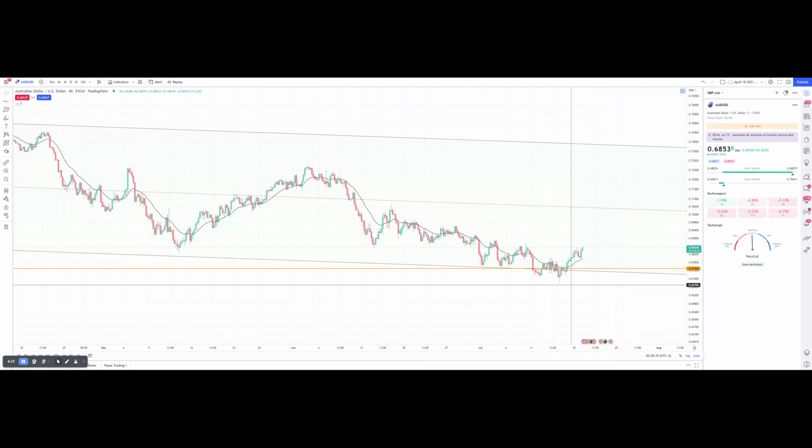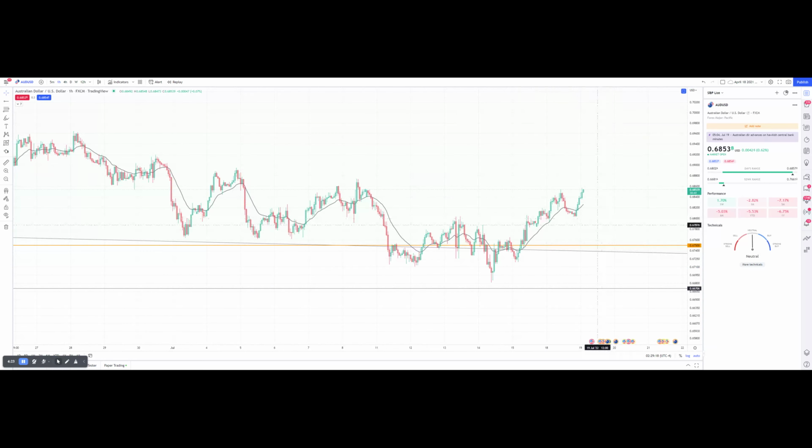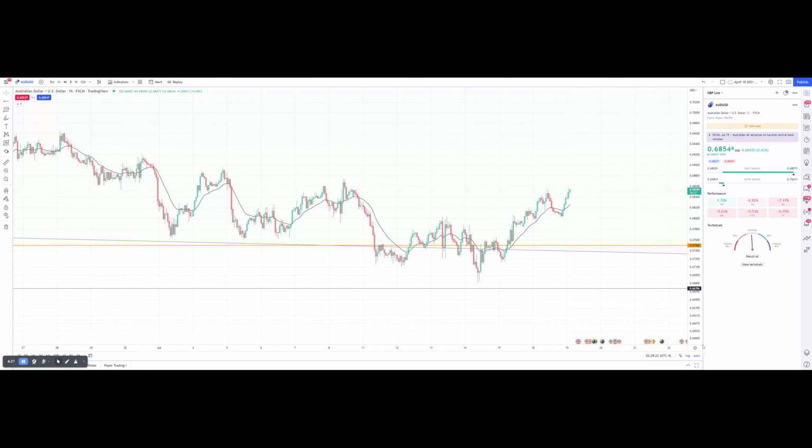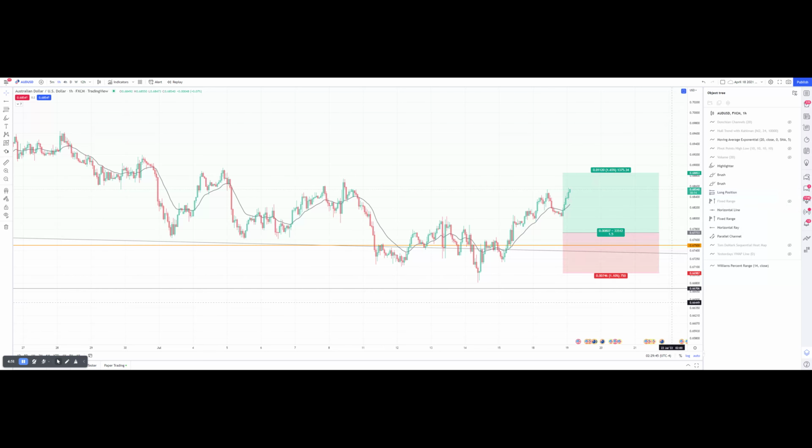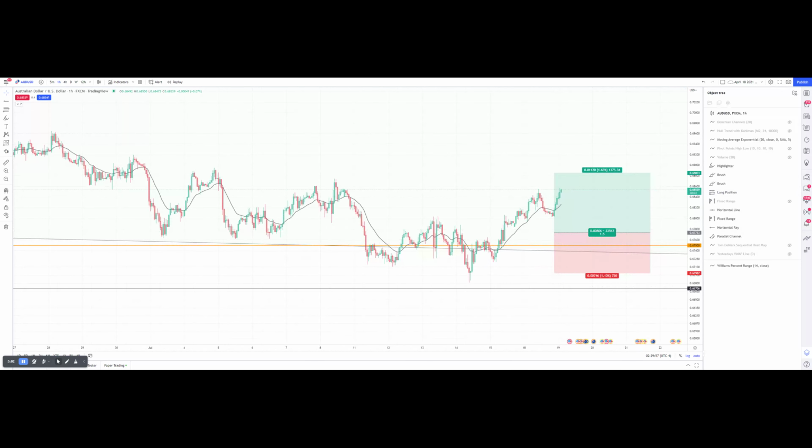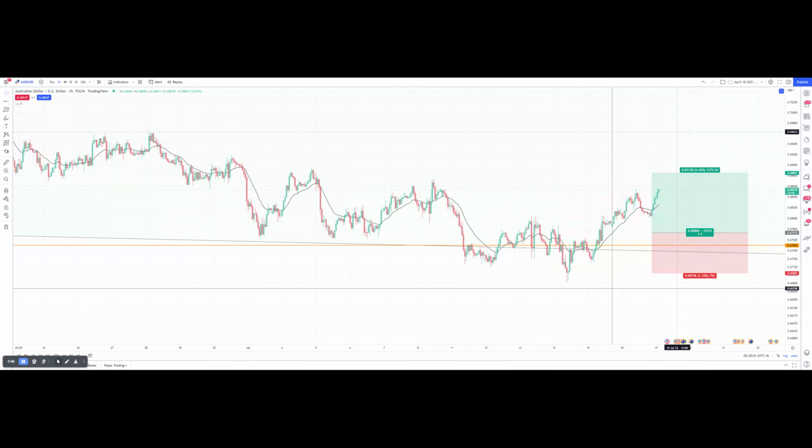So we have got the 675 support currently. If we close a daily candle below that, then definitely the premise changes. And I'd like to bring up, where is my long position? Right here. So it's waiting for a possible retracement, which might not happen. But if it happens, it's not a bad fill. And the entry here is at 67733.